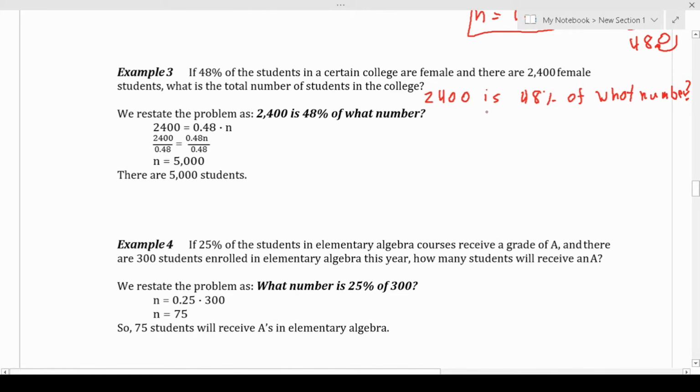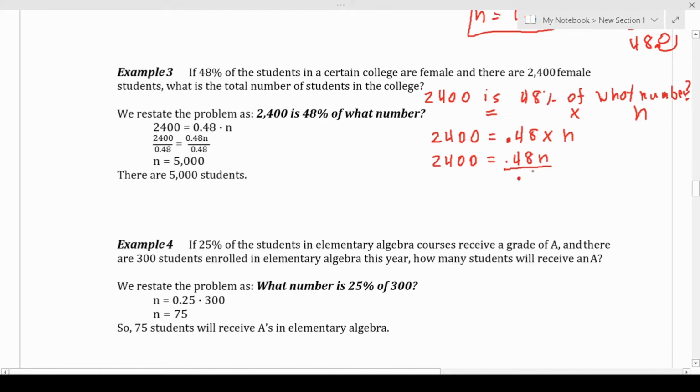And again, we have our is, which is equal. We have what number, which is n, and we have of, which is multiply. So let's write our equation. 2,400 is equal 48%, again, as a decimal, 0.48, of multiply what number? N. Okay, so let's clean up this a little bit. This is 2,400 equals 0.48n.